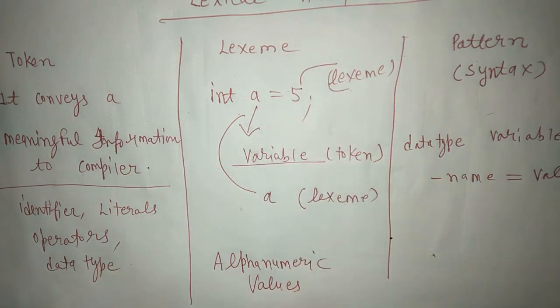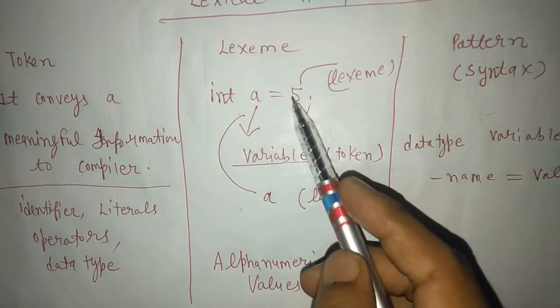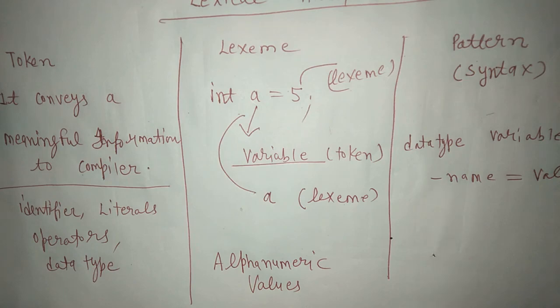But what is 5 exactly? 5 is a value and it holds the 5. So that's why it is what? Lexeme. I hope it's clear.